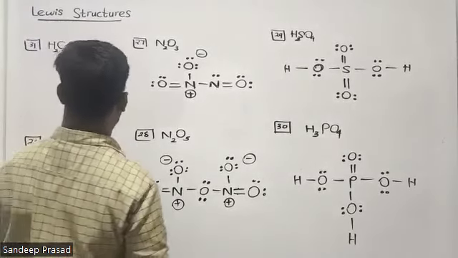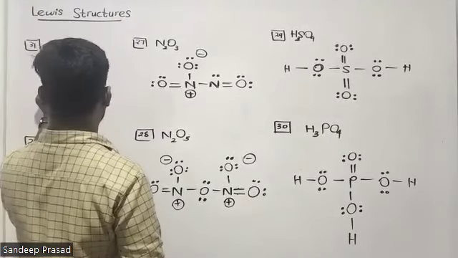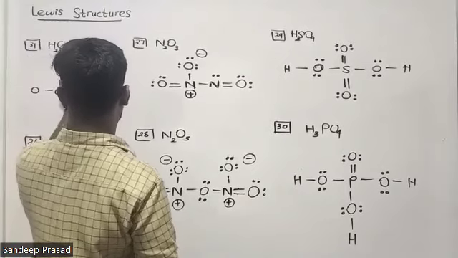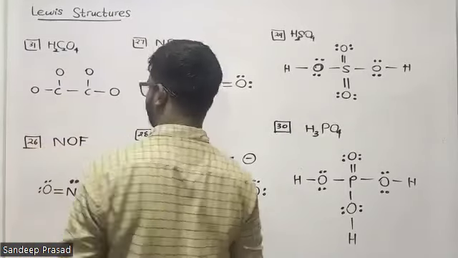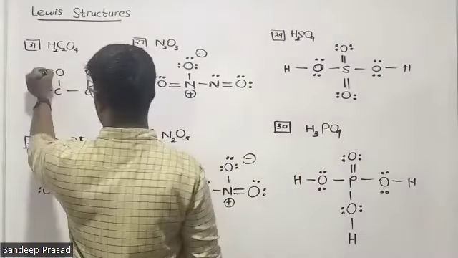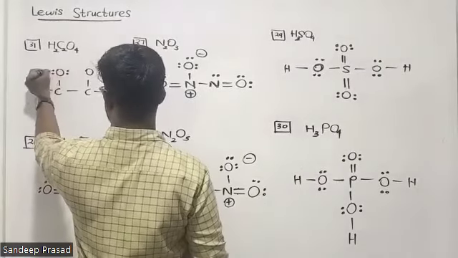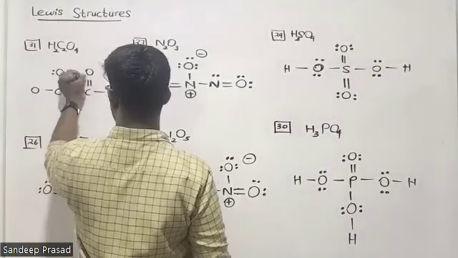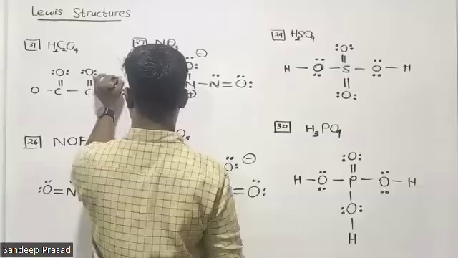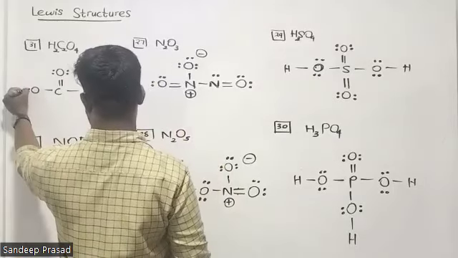H2C2O4. How do we draw the structure? Can you remember earlier we drew the Lewis structure for oxalate? Oxalate anion. For the same oxalate anion, we are going to connect two hydrogens. That's what we are going to do. Look at this one. This is very interesting.